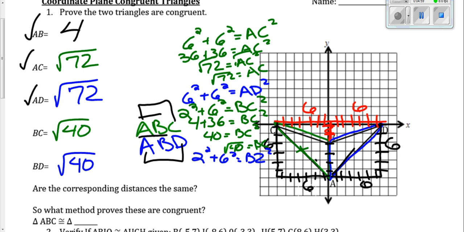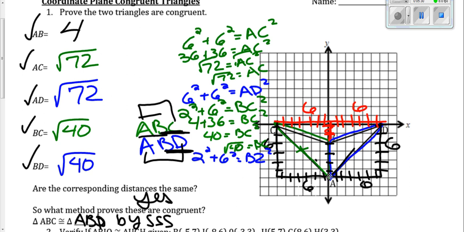My last corresponding part is BC and BD. Once again, in the same order in the name of the triangle, so they're corresponding, and they are the same lengths. So yes, the corresponding distances are the same. So what does that tell us? Well, it tells us triangle ABC is congruent to triangle ABD by our side, side, side postulate. All right, all three sides were congruent, so we found that the triangle was congruent.